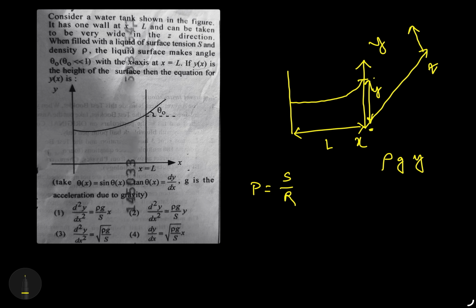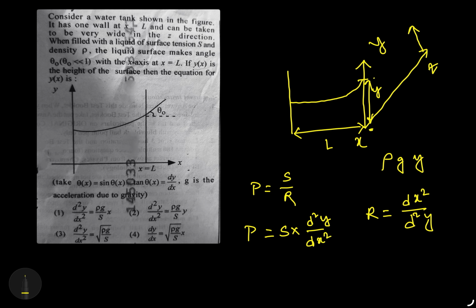But from the perspective of NEET, you don't have that much time. So I'm telling you to remember that whenever something like this comes in a question, what you have to do is just simply take r is equal to dx square by d2y, right? This is the value. Now if I put this value here, this will become s into d2y by dx2, right?